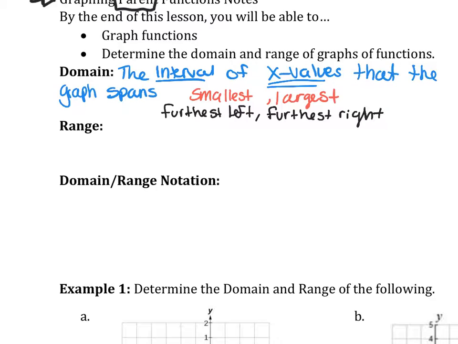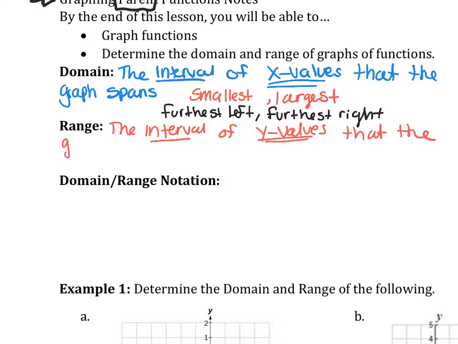And then the range, the same idea, but with our y value. So for the range, it's the interval of y values that the graph spans. And so range is y values, so that's up and down, and again you go from smallest to largest or lowest to highest.